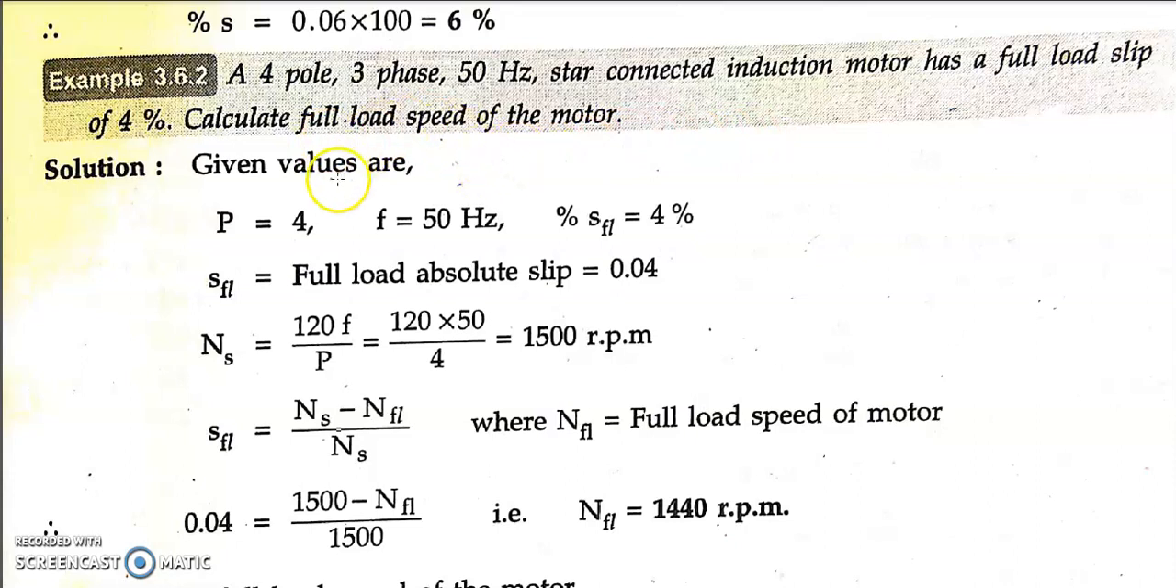each and every parameter I insert in the slip formula should be with respect to full load itself. Now I shall write the values. P is equal to 4, f is equal to 50 Hz, whereas full load slip is 4%. If I convert and remove the percentage, it would be 0.04. And again, the question is to calculate full load speed.